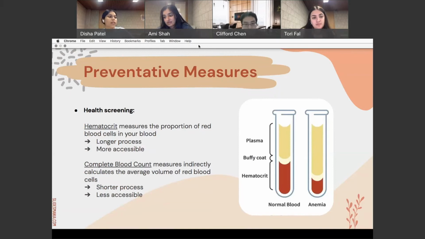Another method is the complete blood count, which indirectly calculates the average volume of red blood cells. This is generally quicker because it is an automated process through a hematology analyzer. This is less accessible because some areas may not have the resources. The U.S. Preventive Services Task Force recommends screening children 6 to 12 months of age and pregnant women, whether or not they are symptomatic. As mentioned previously, normal levels are 45% of red blood cells, and low levels are less than 21% of red blood cells. A false low is possible if the patient has microcytosis, in vitro hemolysis, or autoagglutinin.